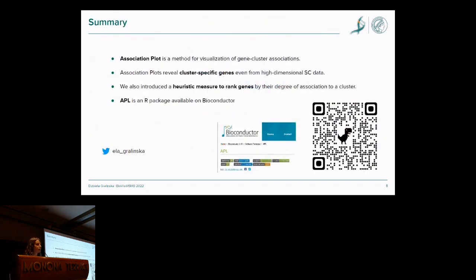With this, I'm at the end of my talk. Today I presented to you association plots, which is a method for visualization of gene cluster associations. We can use association plots for revealing cluster-specific genes from high-dimensional single-cell data. We also introduced the S-alpha score, which is a measure of the strength of the association of a given gene to a cell cluster. And also, what I haven't mentioned today is the fact that we developed a Bioconductor package, which you can easily use to interactively investigate the data, generate the association plots, and find the gene markers in it.